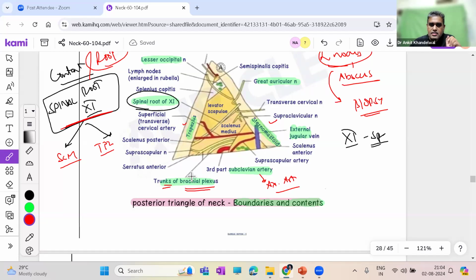You can see over here, the trunks are close to the subclavian artery. That will become axillary artery. You know, the trunks will ultimately form the cords around the axillary artery. Okay, let us see more structures.